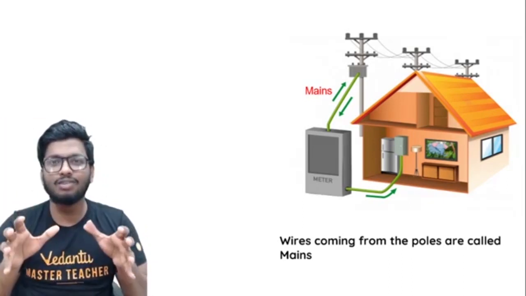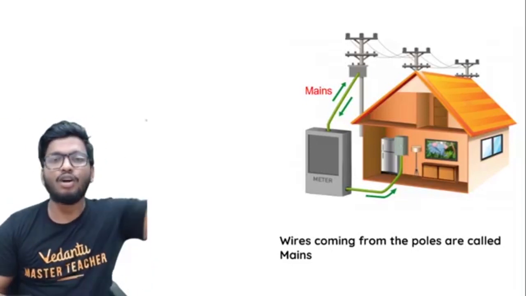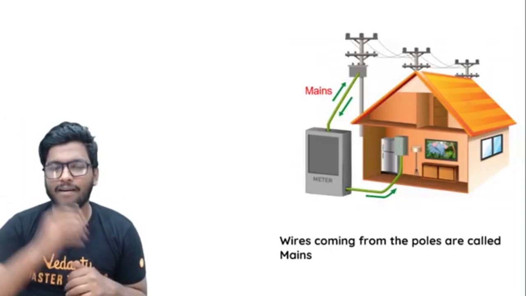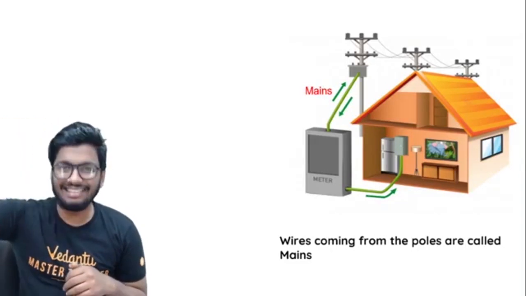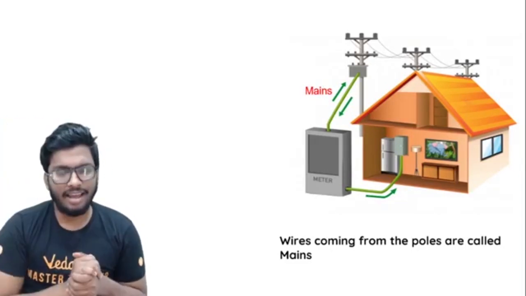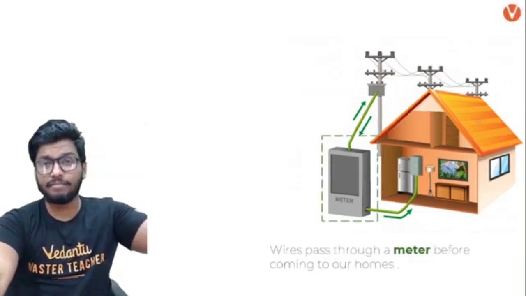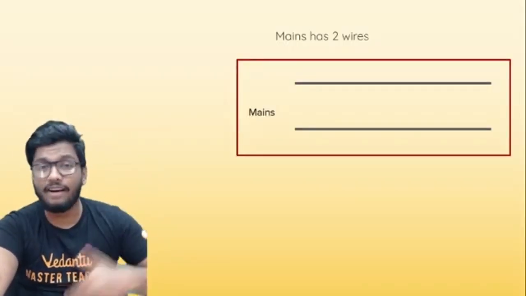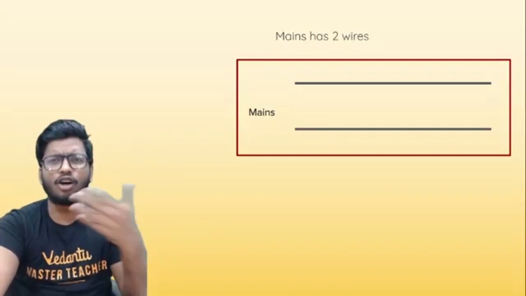So basically they are the ones who are connecting the entire house to that electrical pole, or to that electrical wire, the power lines that you have. The entire thing is connected through the mains. So this mains basically has two types of wire. It has something called a live wire and a neutral wire. We'll talk about that in a minute.